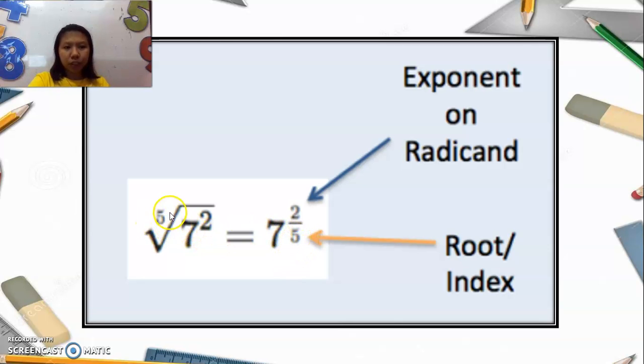For example, this is what we call the index, and then it will be converted to 2 over 5 when we have rational exponents. So 7 raised to 2, and then we insert 2 over 5 for the exponent. So again, the denominator part of the exponent will be the index or the root.